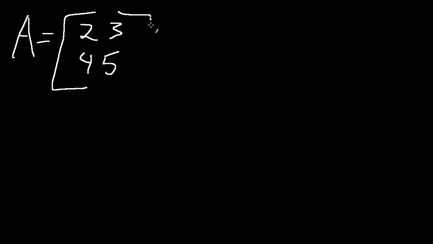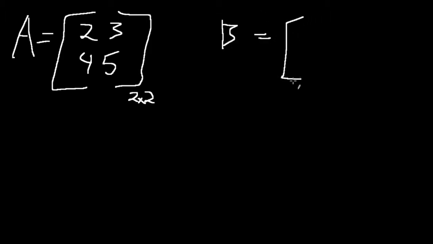So you have a matrix named A and it looks like this. We'll just give some random numbers, 2, 3, 4, 5. That's obviously a 2 by 2 matrix, and we'll do a B. That is, I don't know, let's make it a 2 by 3. So 2 rows, 3 columns, 7, 1, 0.